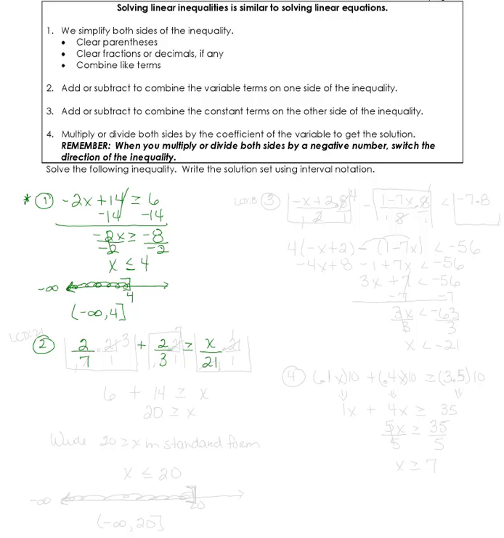All right, so we have an inequality that has a fraction in it. Let's go back to what we did on Monday. 2/7 plus 2/3 is greater than or equal to x over 21. It's okay if our answer ends up being a fraction. It's not the end of the world. But if you want to keep the question as a fraction, you're going to have to find the LCD.